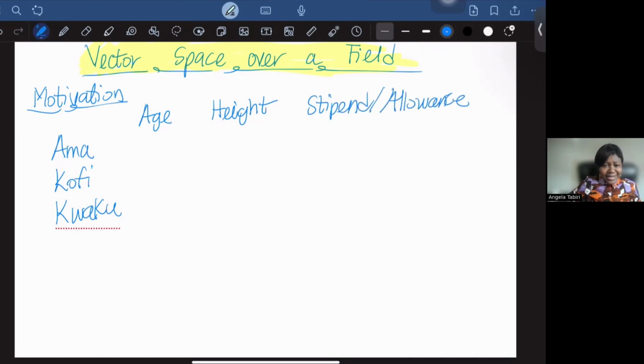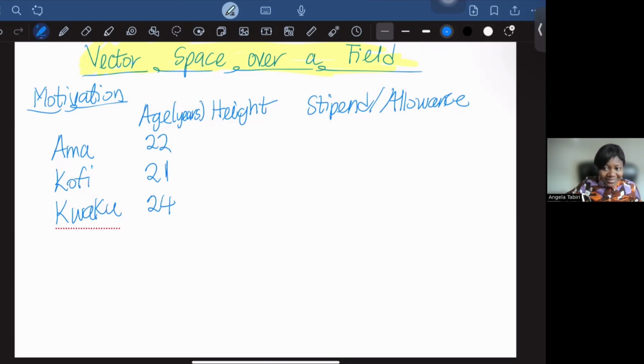So concerning their age, I asked Ama, because they are at the university, Ama is 22 years, so quite young. Kofi is 21 years, and Kweku is 24 years. So their age, this is in years. But I also asked about their heights, and I want to see whether they are the same height or whether one is short, tall.